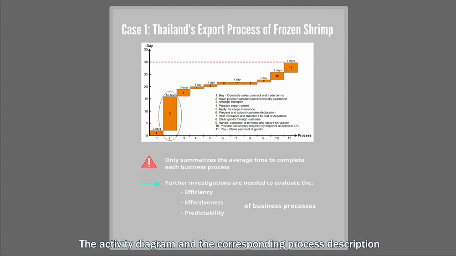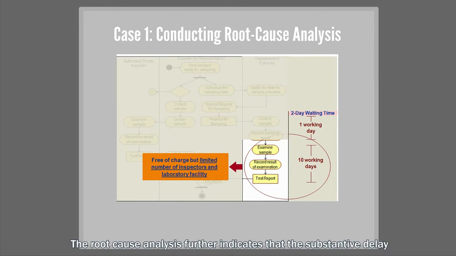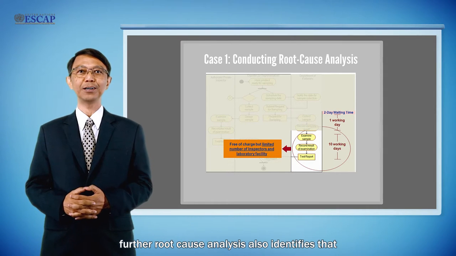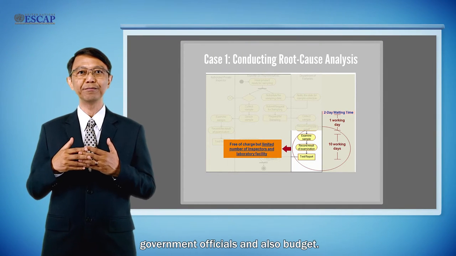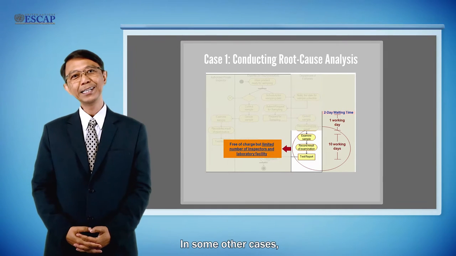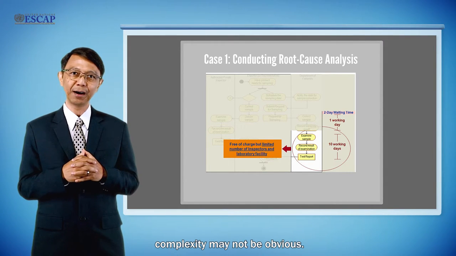The activity diagram and the corresponding process description of the shrimp product sample and examine process show that it takes about 14 days to complete. The root cause analysis further indicates that the substantive delay is due to the resource constraints in terms of both laboratory technicians and facilities in the Department of Fisheries in this case. However, further root cause analysis also identifies that the government has a policy to limit the number of government officials and also budget.